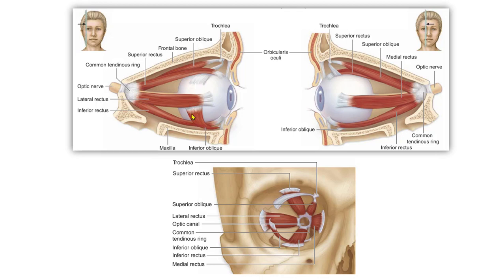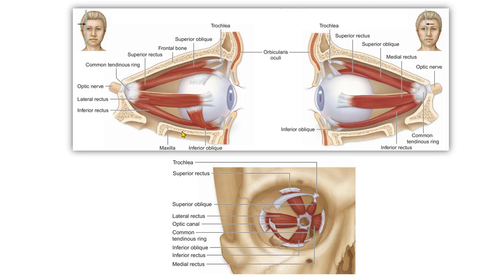The inferior oblique muscle arises from the orbital surface of the maxilla lateral to the lacrimal groove. The muscle passes between the orbit floor and the inferior rectus to be inserted in the sclera between the insertion of the lateral rectus and superior oblique muscles.